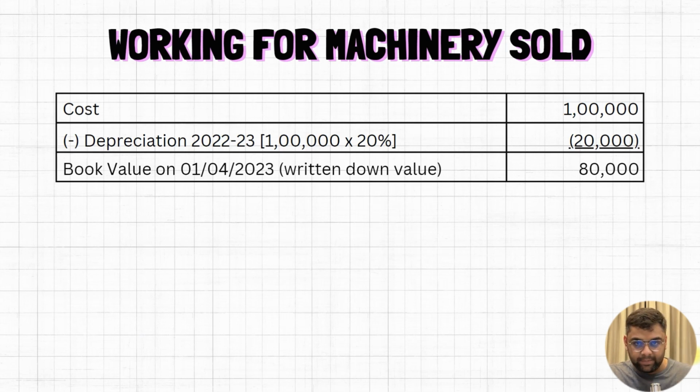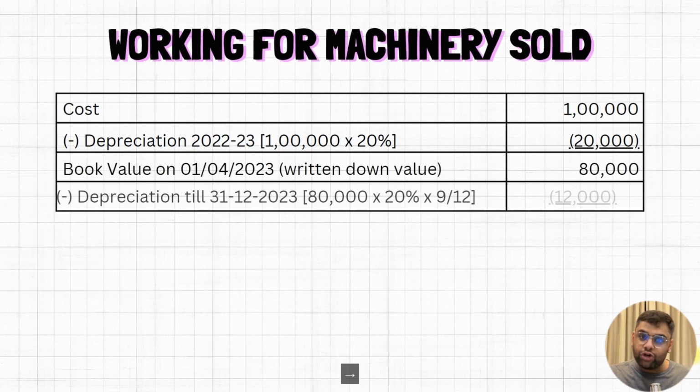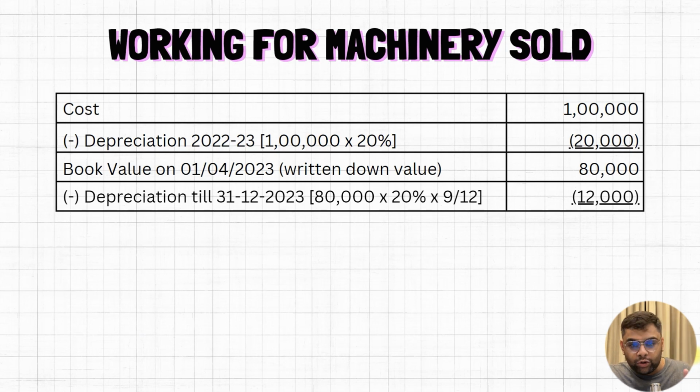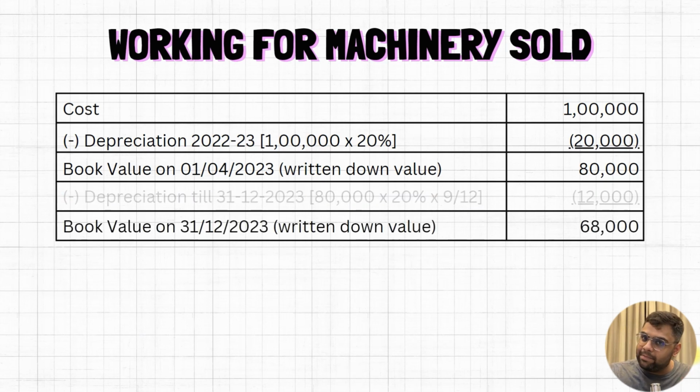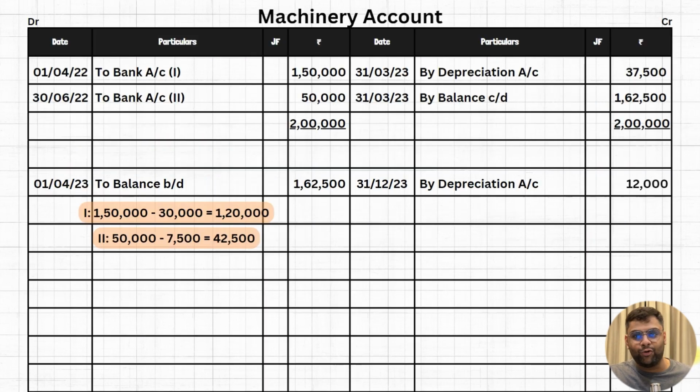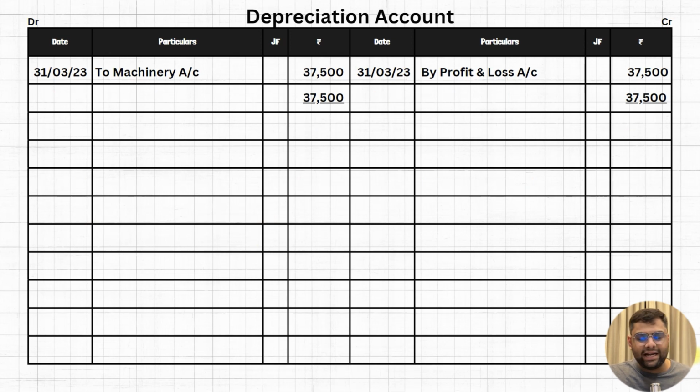1st April 23. Now, you sold this on 31st December, which means आपको depreciation और charge करना पड़ेगा from 1st April to 31st December. You will charge this depreciation on 80,000 because written down value method. The amount will be 12,000 because it is used for 9 months. And lastly, book value as on date of sale is 68,000. Therefore, ये जो 12,000 है will be its depreciation that will go in the machinery account. इसका second effect will go to the depreciation account on the debit side. 31st December to machinery account 12,000.